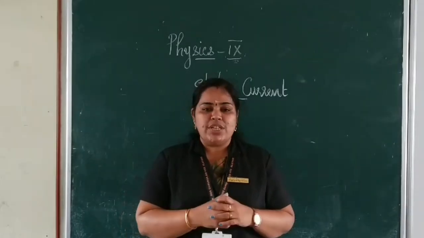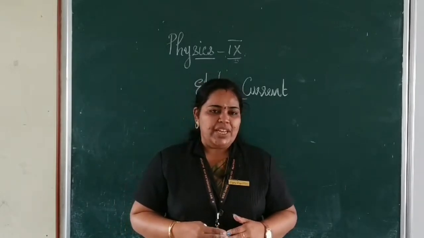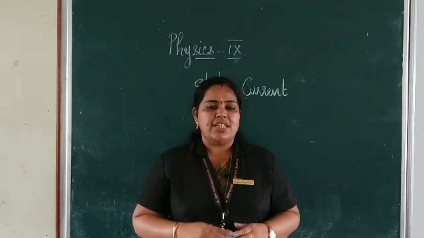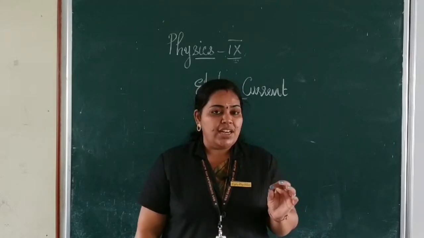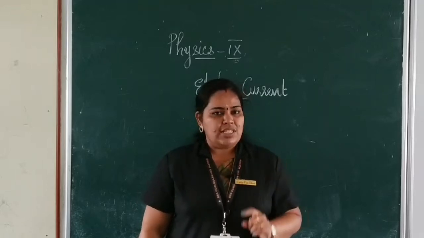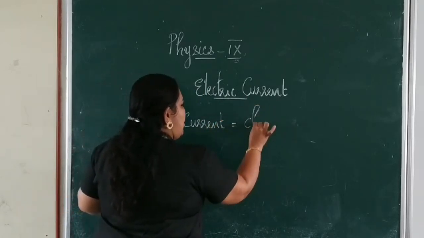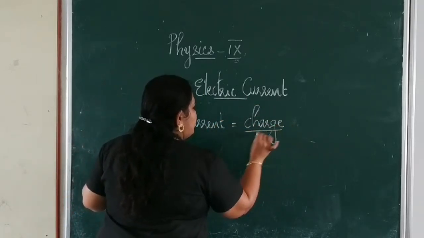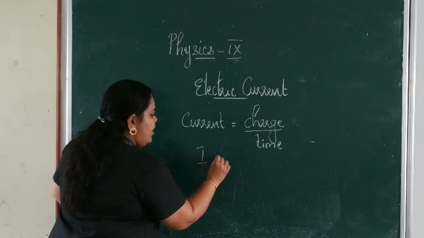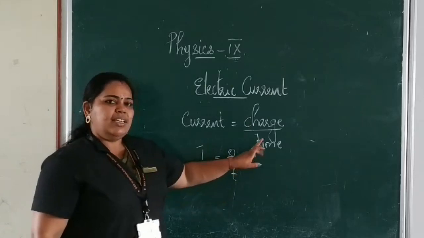Next topic is electric current. What is current? Current is the flow of charges. Or we can say current, or intensity of current, is the quantity of charge that flows through a conductor in 1 second. Electric current is the quantity of charge that flows through a circuit in 1 second. So we can write current is equal to charge by time. Current is represented by the letter I. So I is equal to Q by T, where Q is the charge and T is the time.